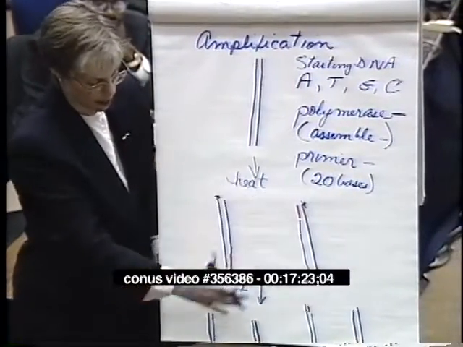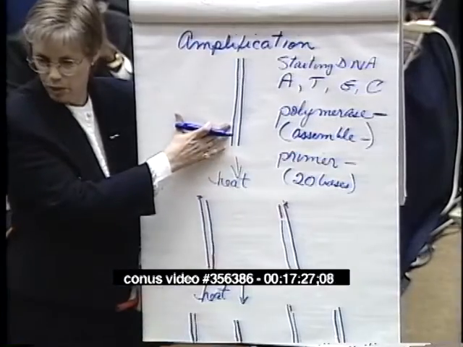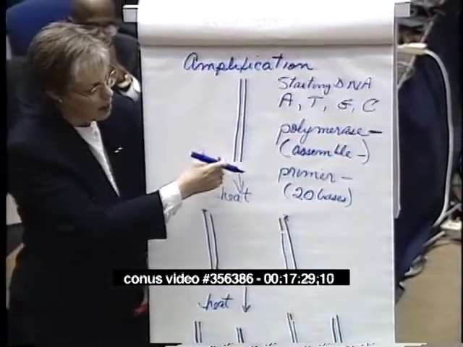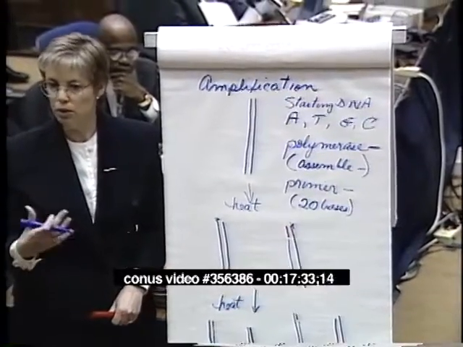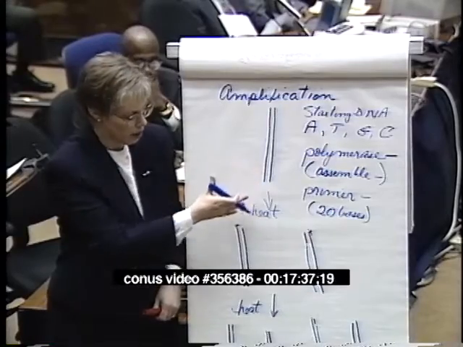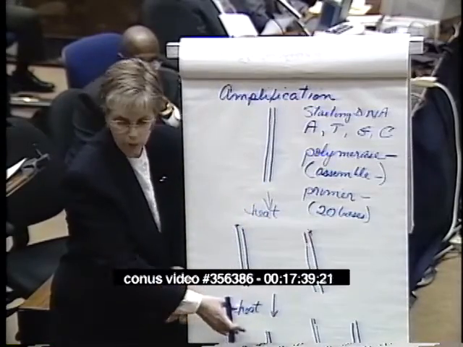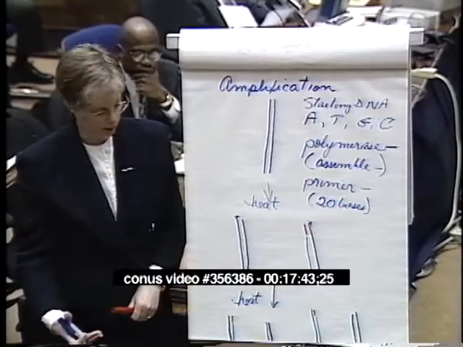And so now we have 4 completed strands where we only started with 1. So as you can see, each time you go through the cycle, you're going to double the number of strands that you started out with. If we start out with 1, then we would go to 2, and then we would go to 4. The next cycle, you would go to 8, and so on.